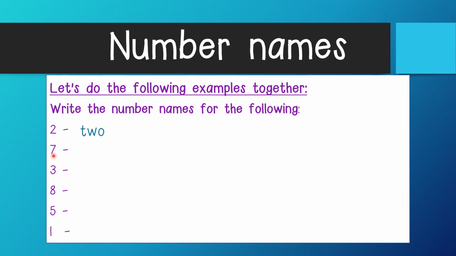T-W-O, 2. Now let's try 7. S-E-V-E-N, 7. Next is number 3. T-H-R-E-E, 3. Now let's do number 8. E-I-G-H-T, 8. Then we have number 5. F-I-V-E, 5. And now we have number 1. O-N-E, 1.